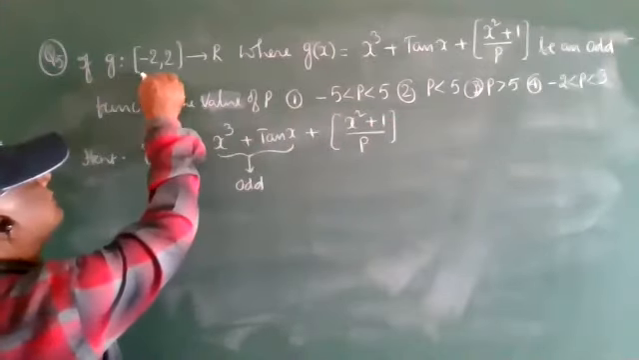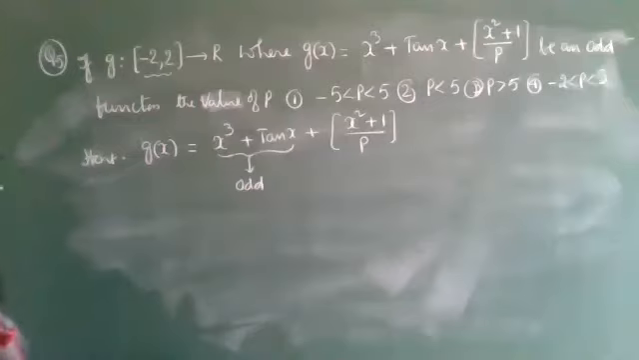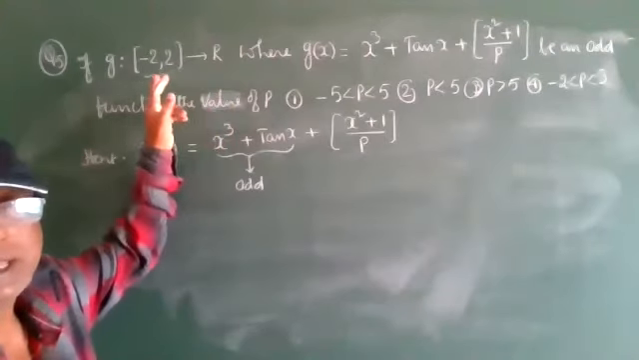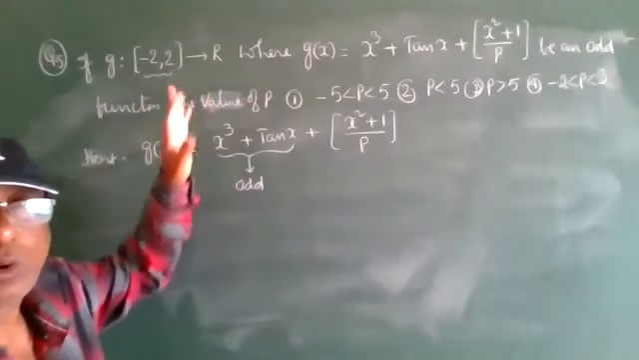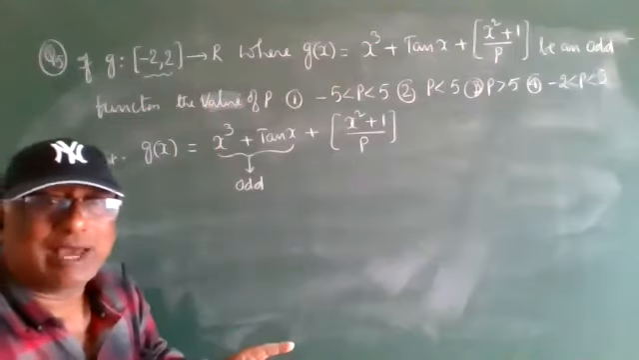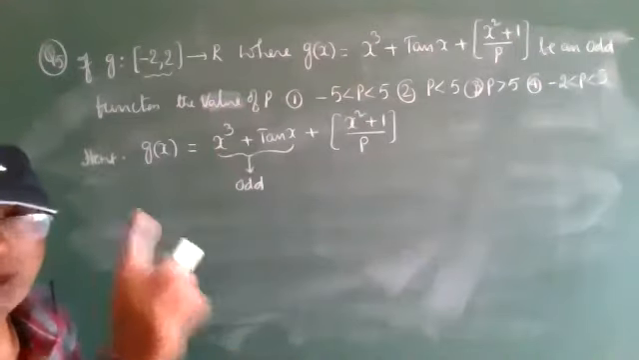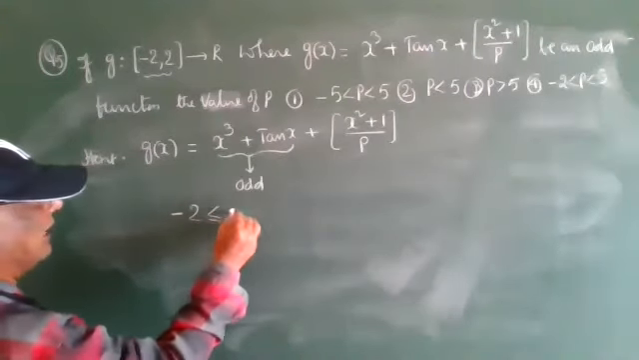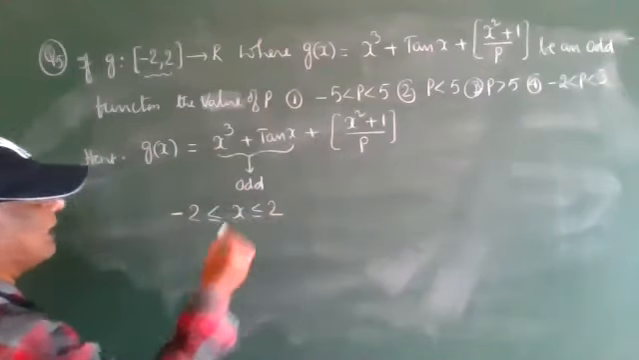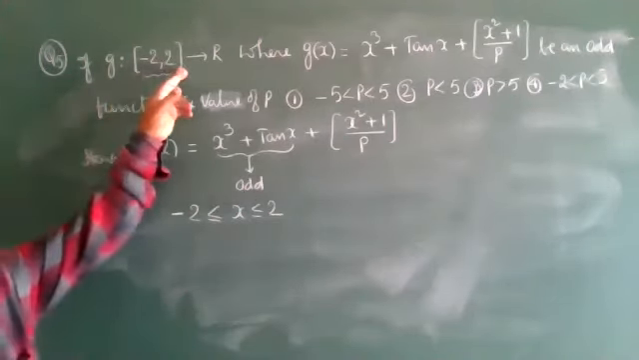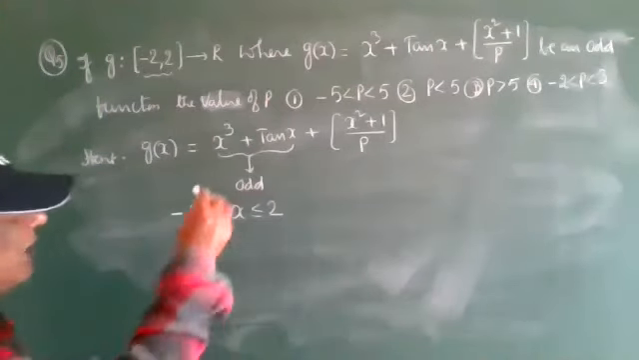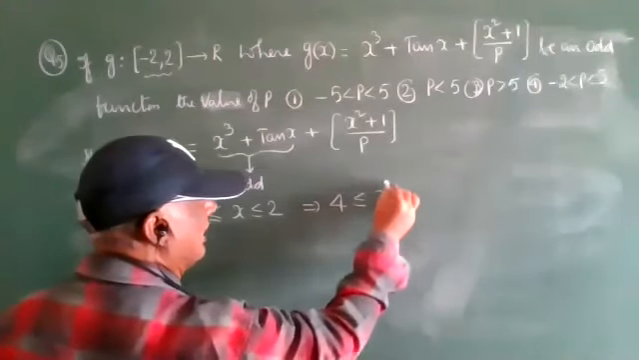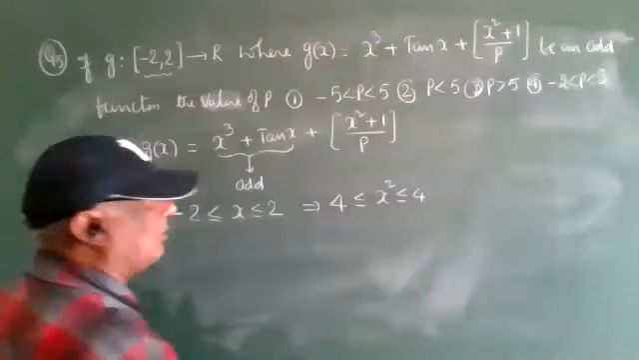Okay, now here x values are given. The first one, the A set, is the domain and the B set is the codomain. A set values are the x values, and B set values are the y values. So here x values lie between -2 to +2, including the closed brackets. Squaring on both sides, 0 less than or equal to x square less than or equal to 4.